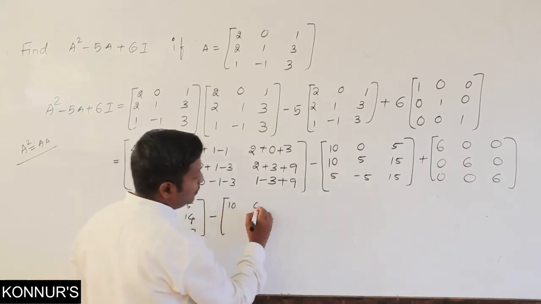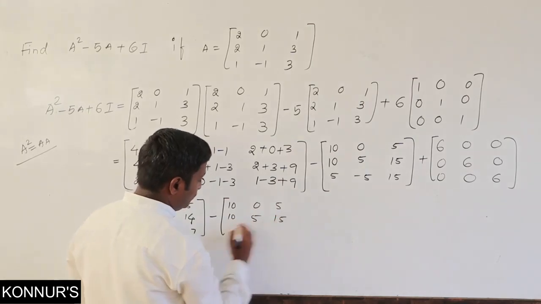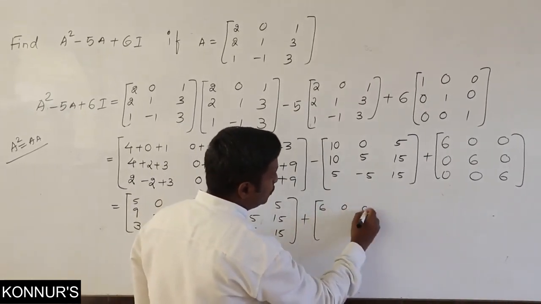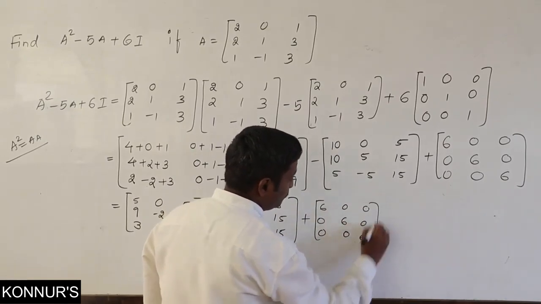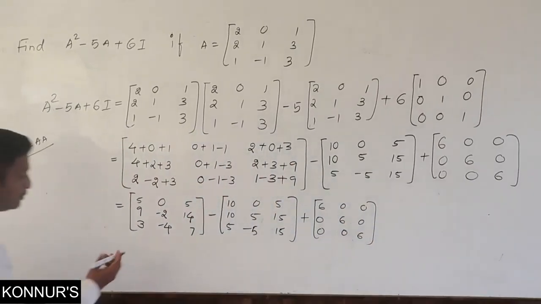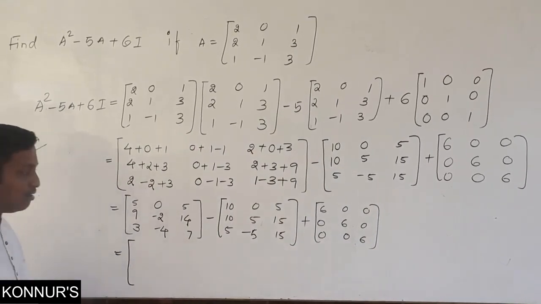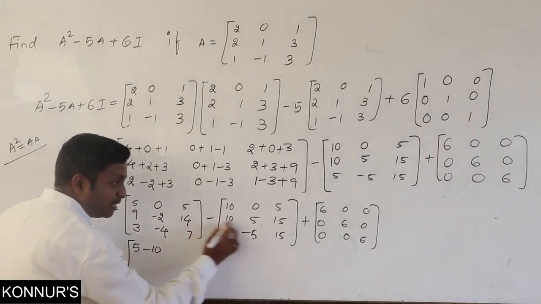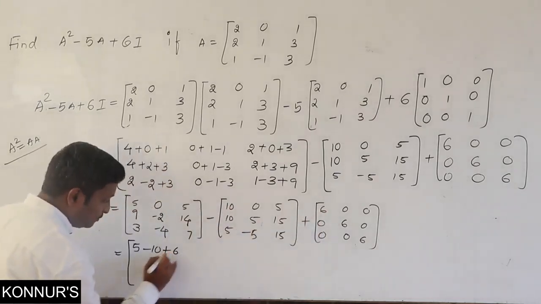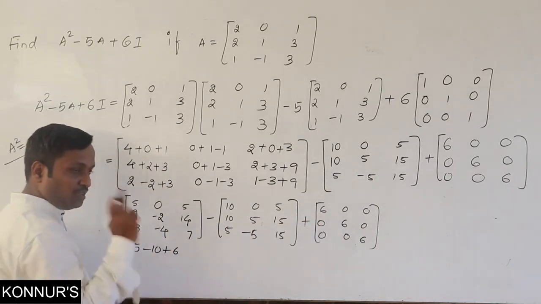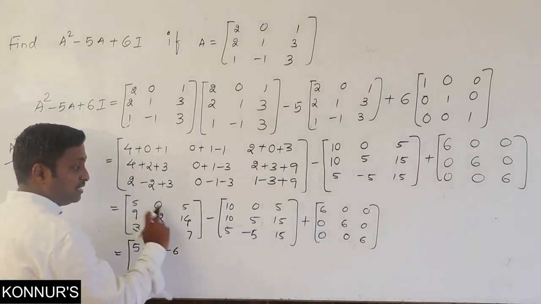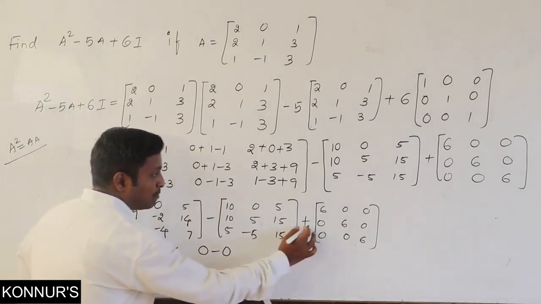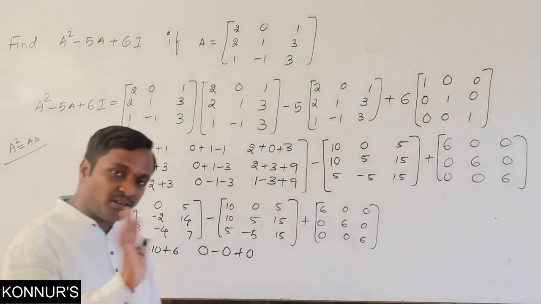Minus 10, 0, 5. 10, 5, 15. 5 minus 5, 15. Plus 6, 0, 0, 0, 6, 0, 0, 0, 6. Now what I will do is add the matrices; we can add all the 3 elements. Be careful, 5 minus 10, minus 8, plus 6. First row, first column element, next, second. Multiplication is not there, only adding. Be careful, I am adding, not multiplying.